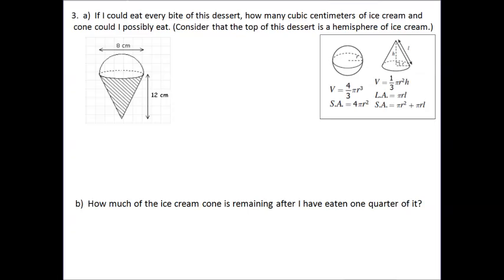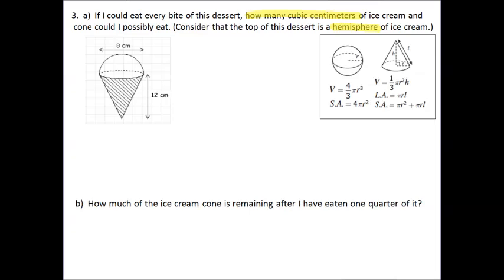In our next example, we want to know how much ice cream we could possibly eat, right? If I could eat every bite of this dessert, how many cubic centimeters of ice cream and cone could I possibly eat? Consider that the top of this dessert is a hemisphere of ice cream. So we have a scoop of ice cream inside of a cone, and the scoop is peeking out, of course, and that is a hemisphere really. Everything else inside the cone is also filled with ice cream, and we have to find the volume of the whole thing. So we need to use the formulas for both shapes.